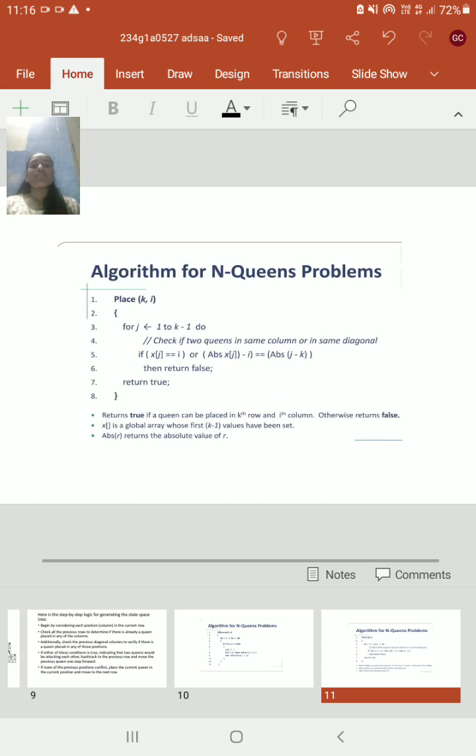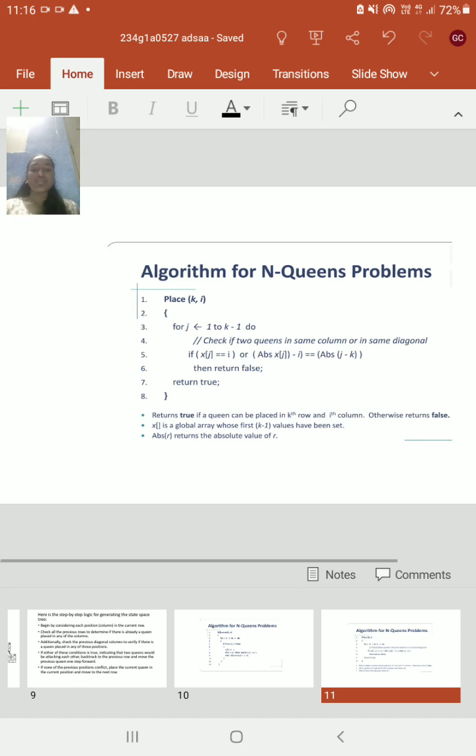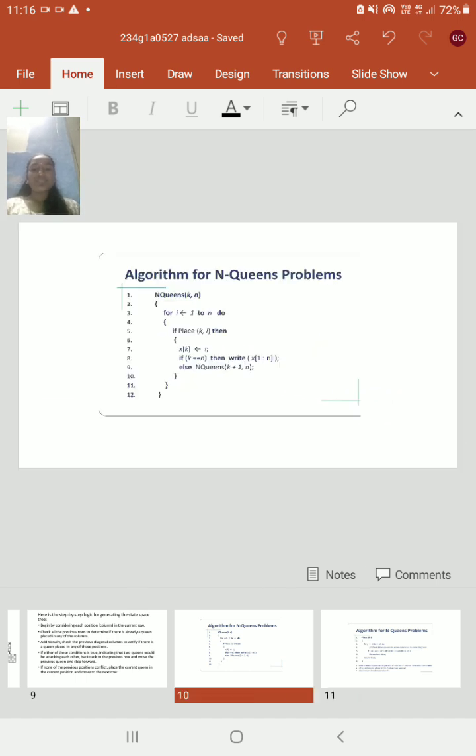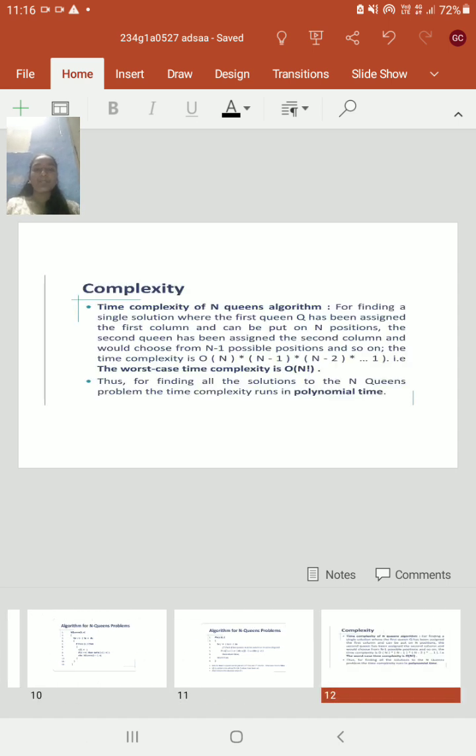Place(k, i): for j = 1 to k minus 1, if x[j] is equal to i or absolute of x[j] minus i is equal to absolute of j minus k, return true. NQueens(k, n): for i = 1 to n do, if Place(k, i), then x[k] = i. If k equals n, then write x[1 to n]. Else NQueens(k plus 1, n).